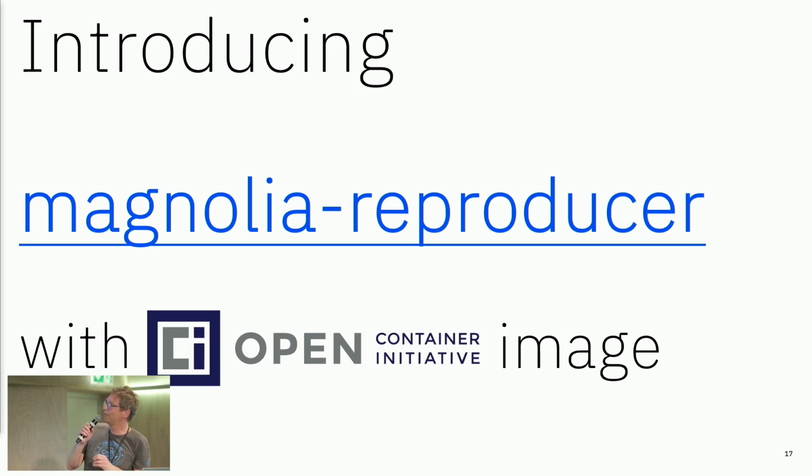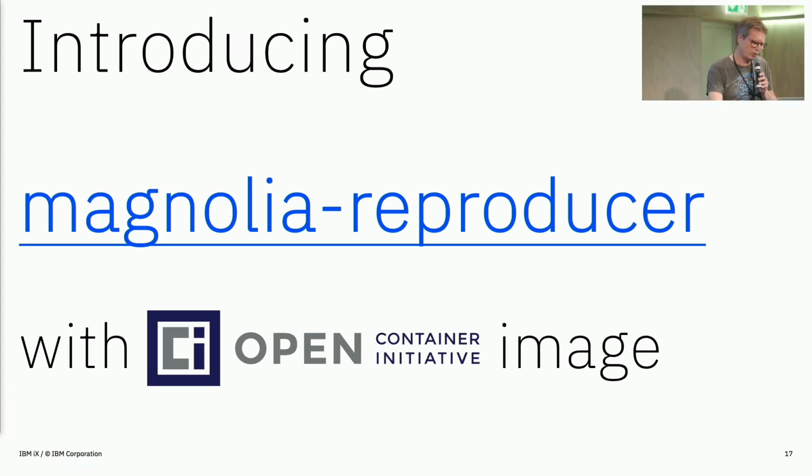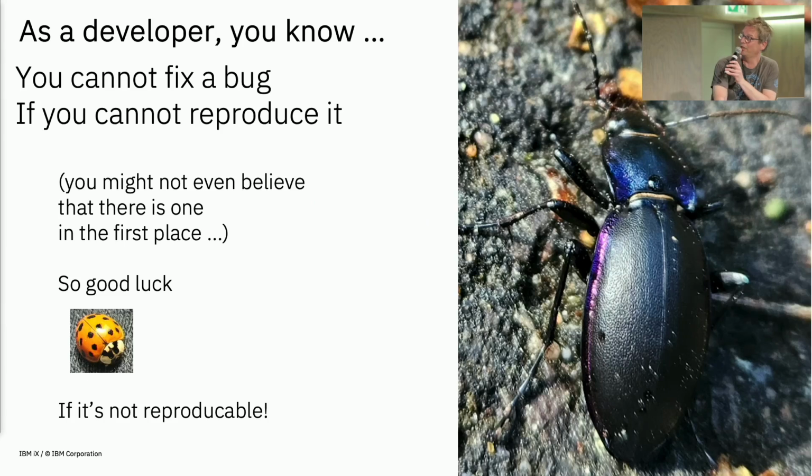This is where Magnolia-Reproducer can come in handy. And it includes also a Docker build for a Docker image. And what it does, I mean, as a developer, you know, as long as you cannot reproduce a bug, you cannot fix it. It might not even exist.